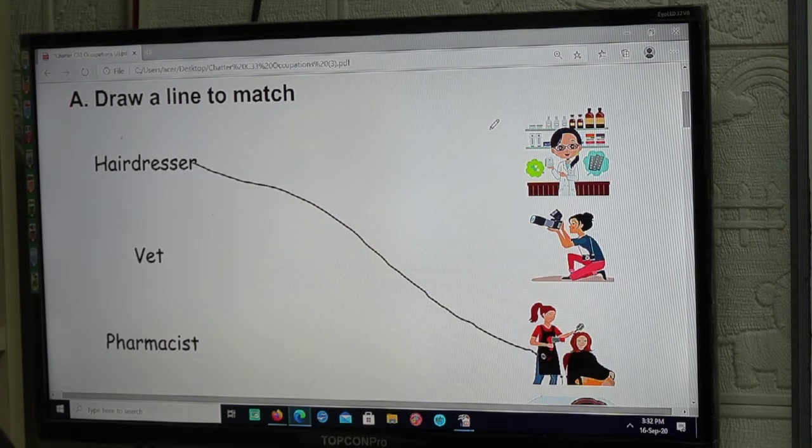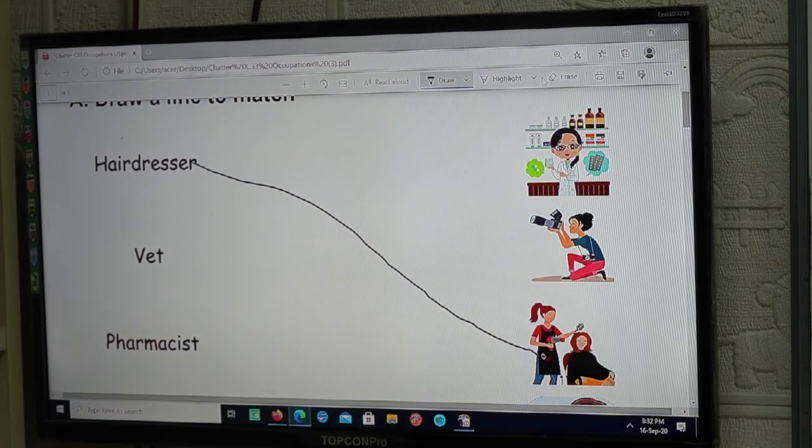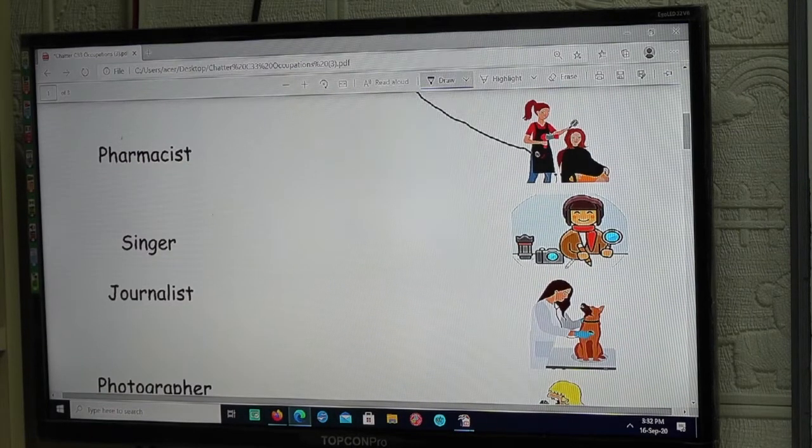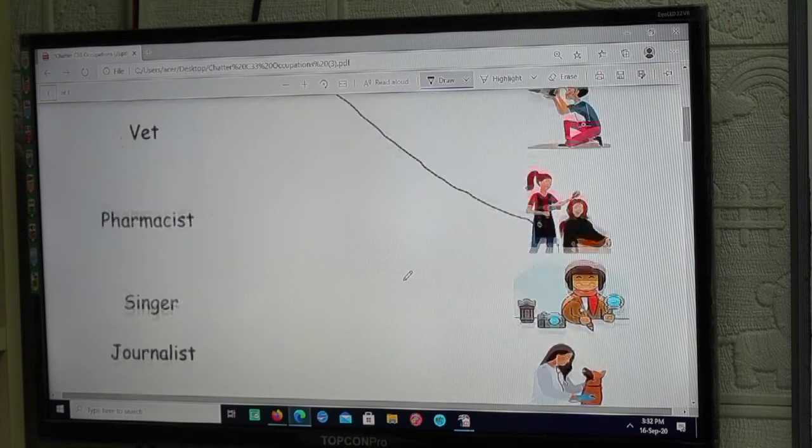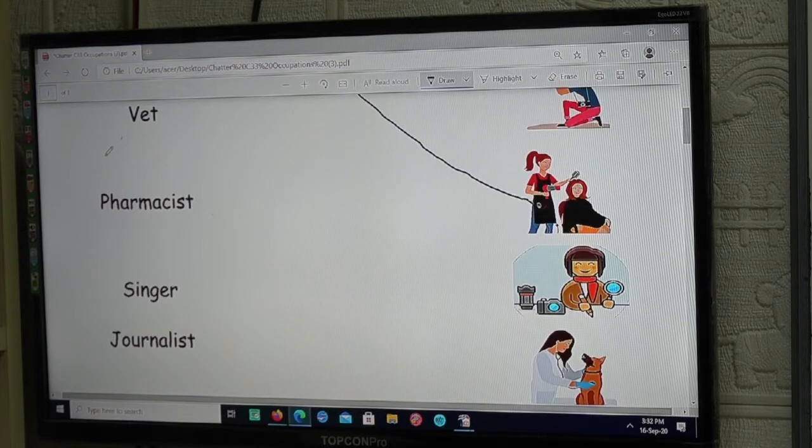Number two is a vet. Vet. What is a vet? Remember what is a vet? A vet is kind of a doctor, right? That gives you medicine? Really? No. Or a doctor that treats animals. Yes, the doctor that treats animals. The doctor that treats sick animals, okay. That is a vet. So here is the vet.